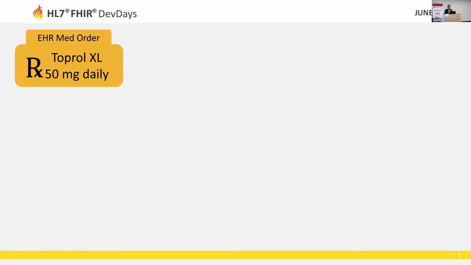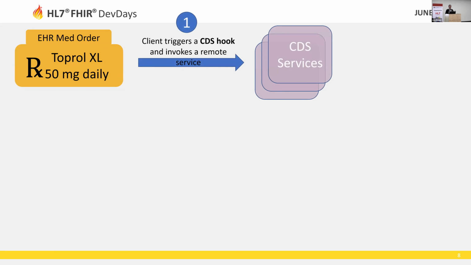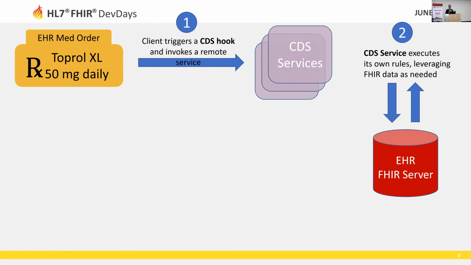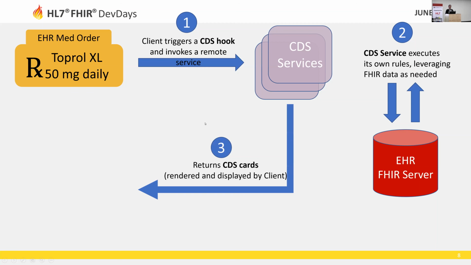In a typical CDS Hooks interaction, you can imagine a provider that's ordering a medication, Toprol-XL, for example. The client triggers a CDS hook that invokes a remote service. So any service that the client's aware of that's registered to that hook, the client makes the call to that service. The service then runs its own rules leveraging FHIR data as needed. We'll look at how that happens. The service then returns CDS cards, and those are rendered and displayed by the client.